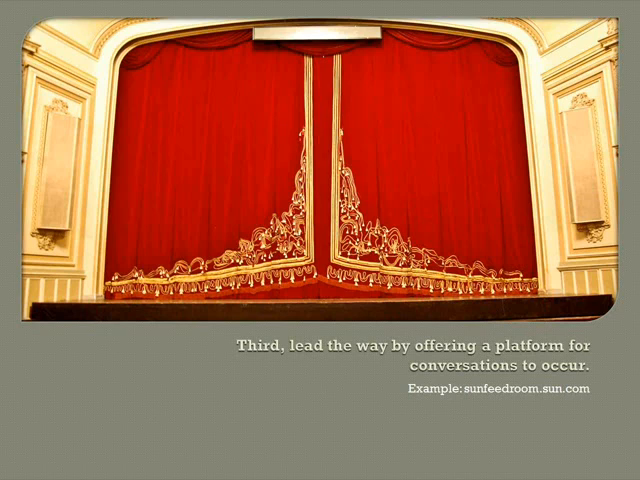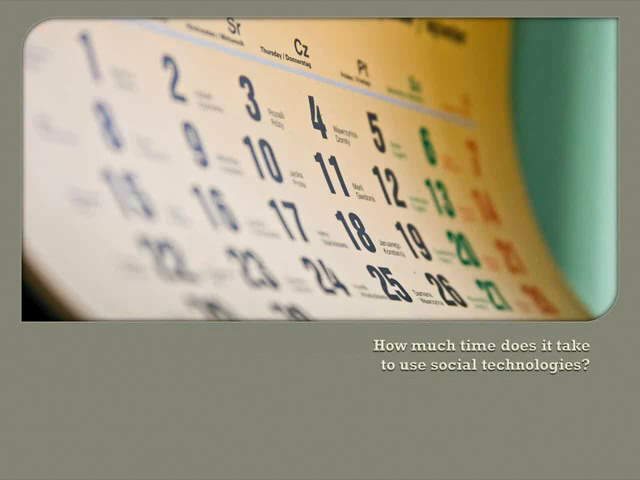But the third, and this is pretty much what I would consider to be the third and final stage, is to lead by offering a platform. This is the stage where you would actually create a wiki, offer a blogging platform, and a great example is sunfeedroom.sun.com, which is a platform where all user-generated content can be sent to, and where people can talk about that user-generated content.